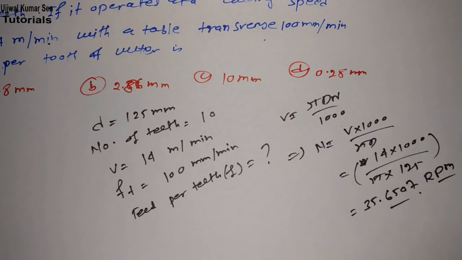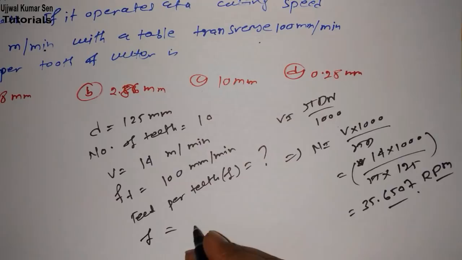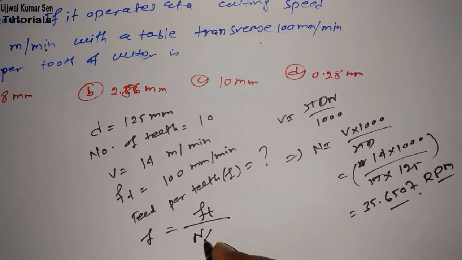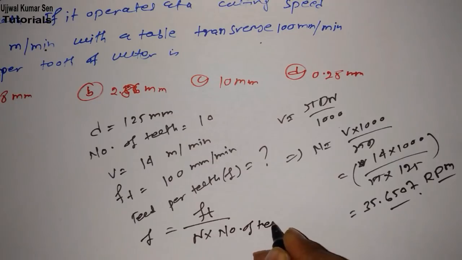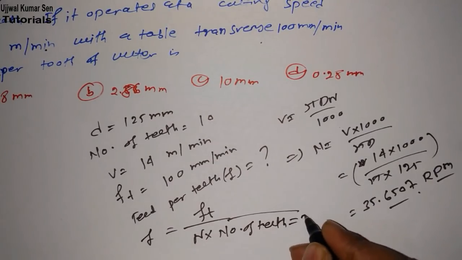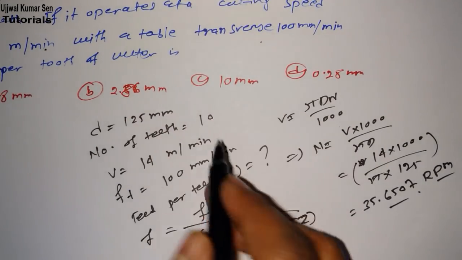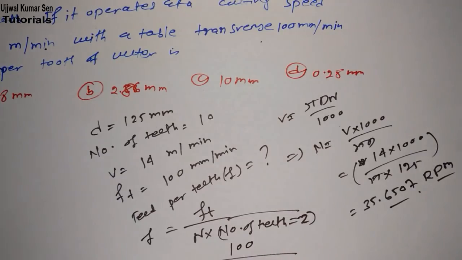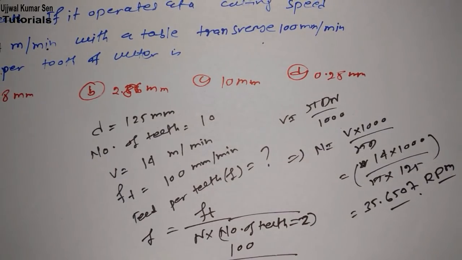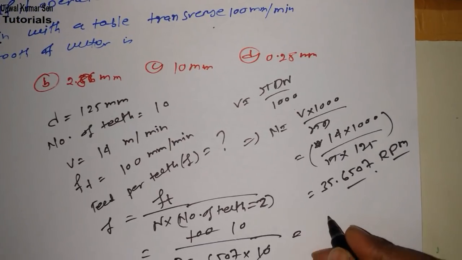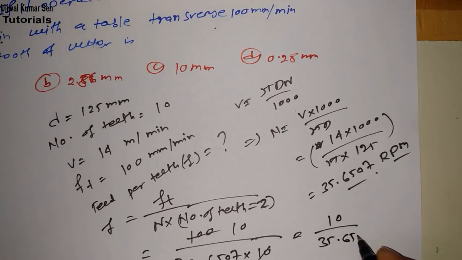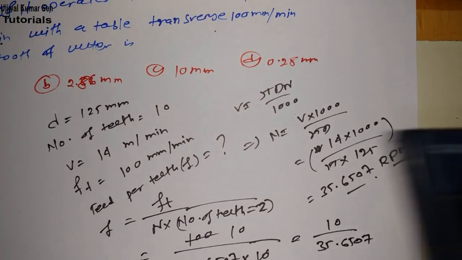Now let's move to the formula which is going to help you find the answer: feed per tooth is equal to FT divided by n into number of teeth, sometimes also called z. FT is given as 100, n is 35.6507, and z is 10. So 100 divided by 35.6507 into 10, let's solve this.